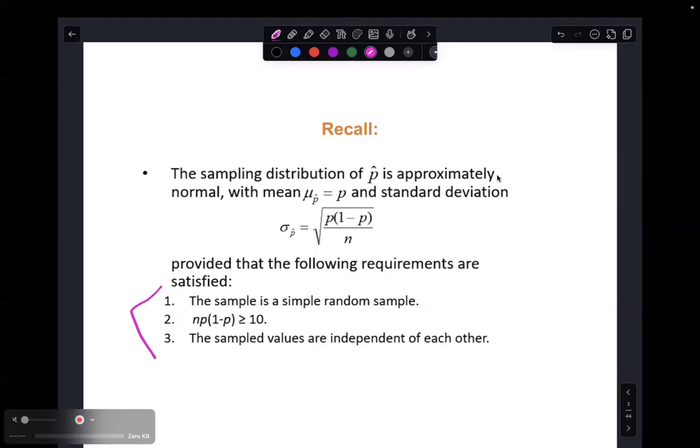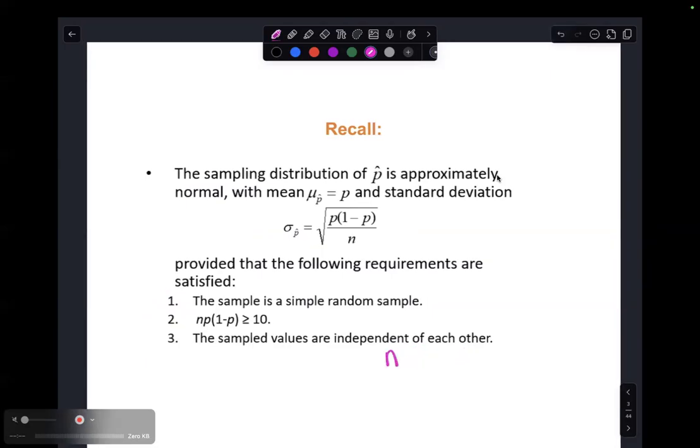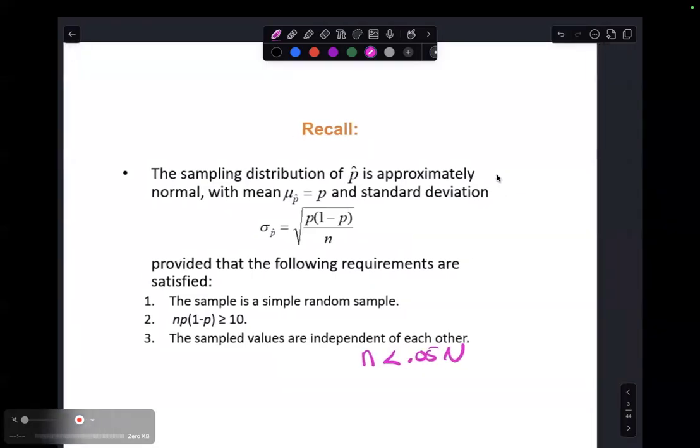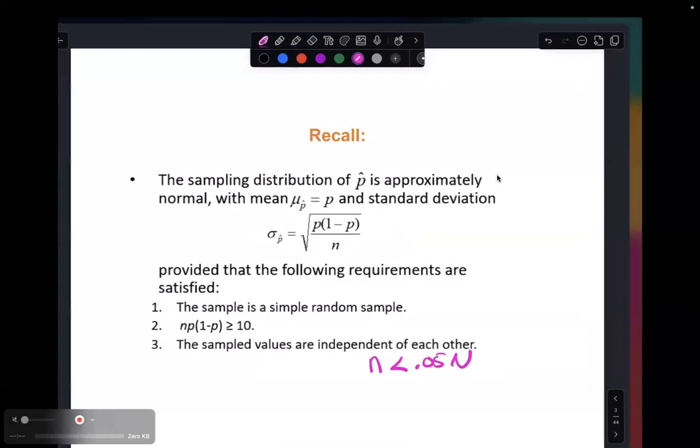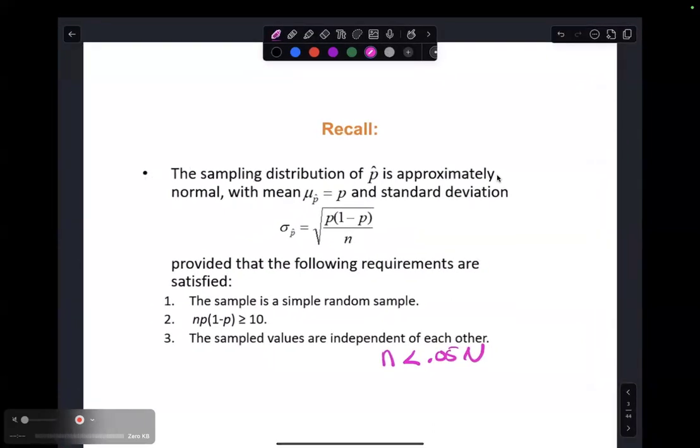So the samples are independent if 0.05 times the population size is greater than our sample size. Our sample size is less than 5% of the population. So our sample size has to be less than 5% of the population. However you write that, that's how we can tell they're independent.